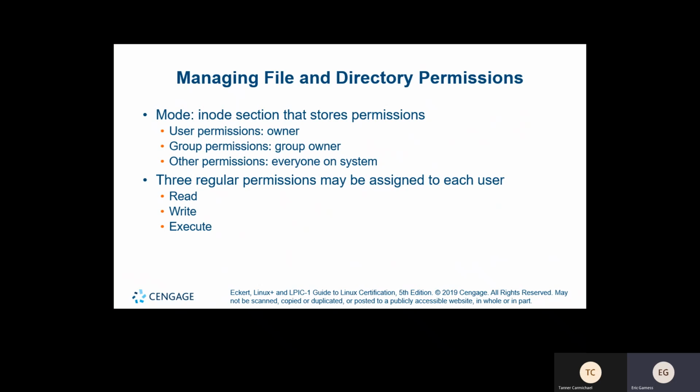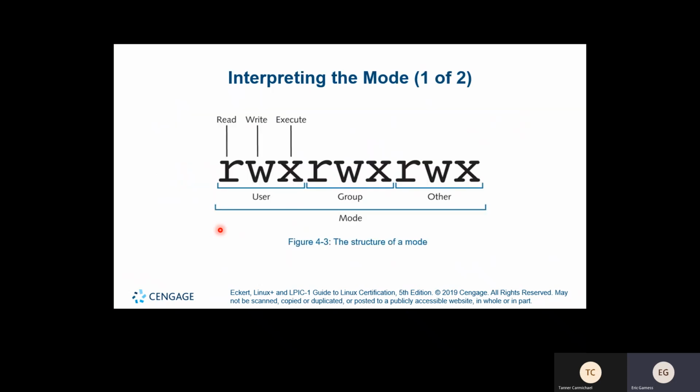So the modes are divided into owner, group, and others. So we have 3 rights for each one. And those rights are read, write, execute. So we will see R when we have the read right, W when we have the write right, and X when we have the execute right. So when we look at a file, we will have the user right or the owner right, then the group right, and then the others.